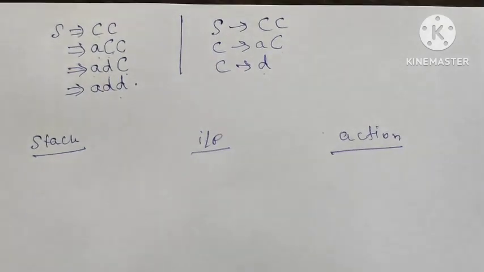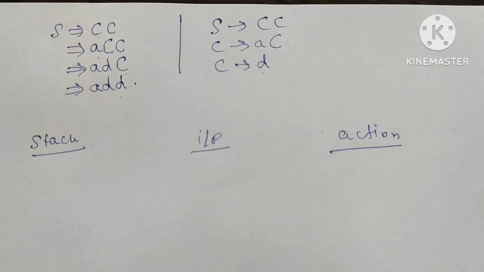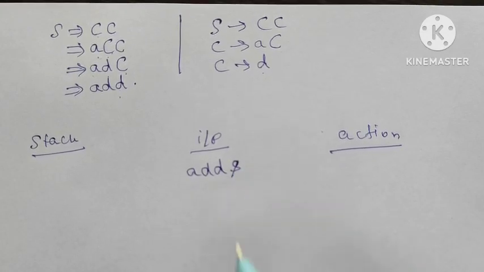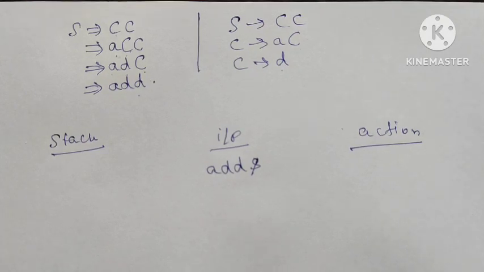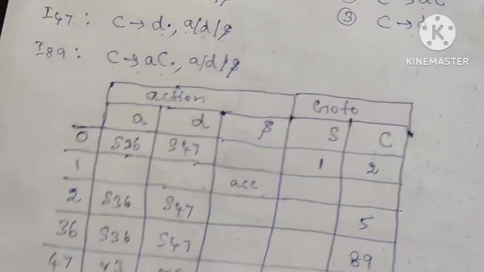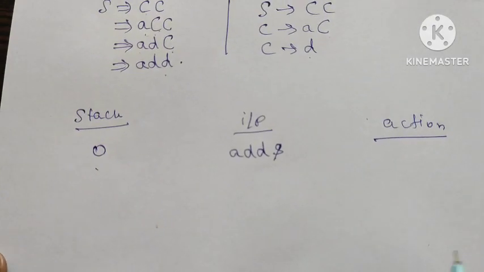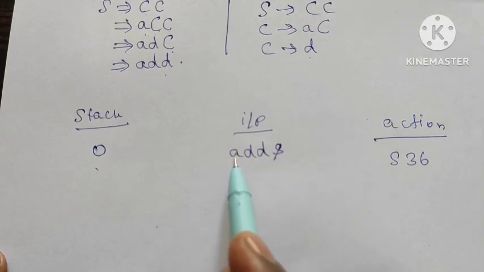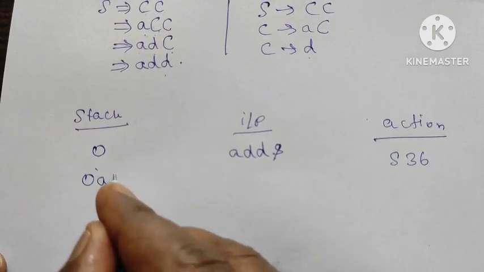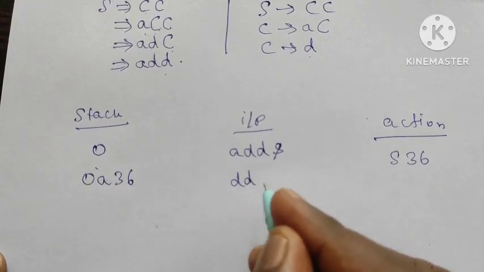Now we will start to parse this valid string. We write ADD and end it with dollar. Dollar is called a delimiter, which denotes the end of the string. Now the next step: we start from item set 0, so 0 should be there in the stack. Now on the left side you have 0, on the right side you have A. Go to the parse table: 0 and A produces S36. In action, we write S36. S36 means push one element from the input to the stack and push this shift number also. The next step is 0 followed by A and 36, and what is left over here is DD dollar.